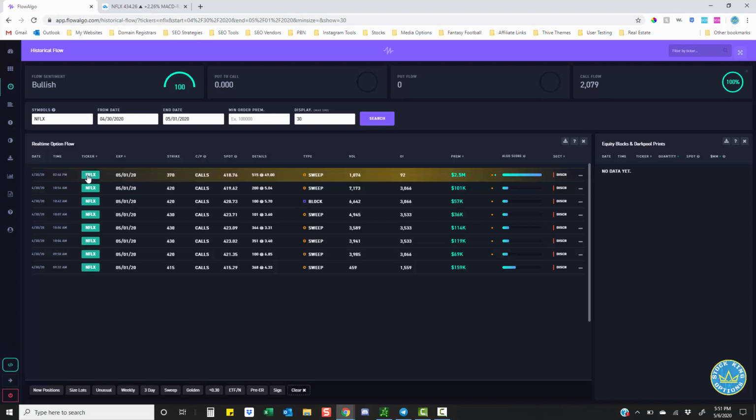If it's green, it's a call. If it's red, it's a put. So there were 8 Netflix call orders which came in on April 30th. These were set to expire the next day. Same with this one up here, which was a strike price of 420. Another one here, a strike price of 430. Another one for 430, 420, 420.